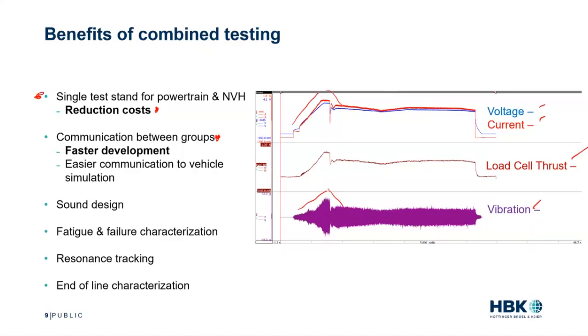And then we're seeing some more unique things, like people starting to get into sound design, and one of the big ways to do that is with machine design or inverter control. We want to understand failure and fatigue. And again, having electrical and mechanical data in the same place, we can start to understand not only the nature of the failure, but what resulted in it, and possibly how to mitigate those potential failures. Again, all with inverter control. And then resonance tracking, end-of-line characterization. These are all things we're starting to see more and more of. But we're seeing these two worlds merge. So again, test stands, testing, you need to be prepared.